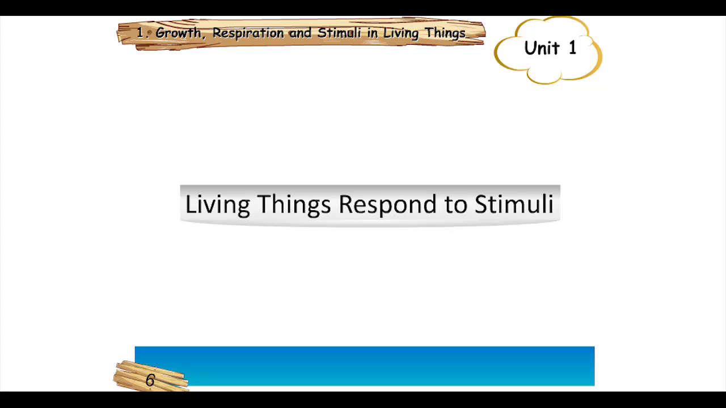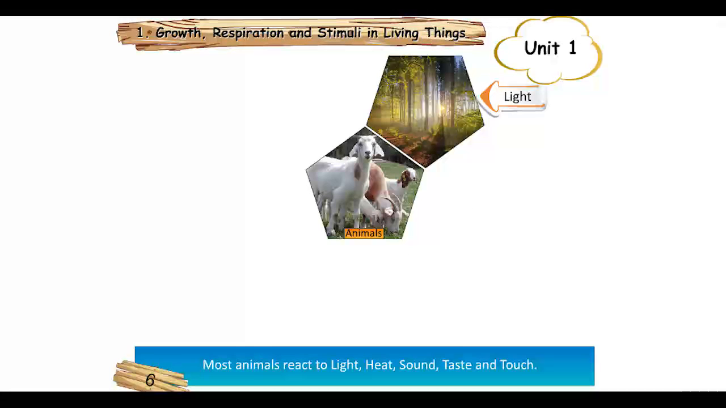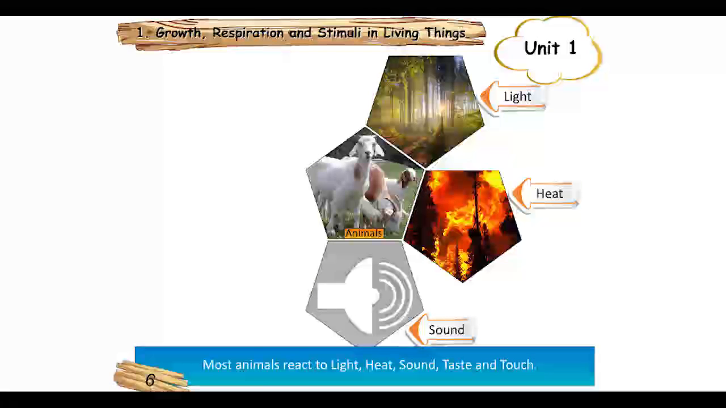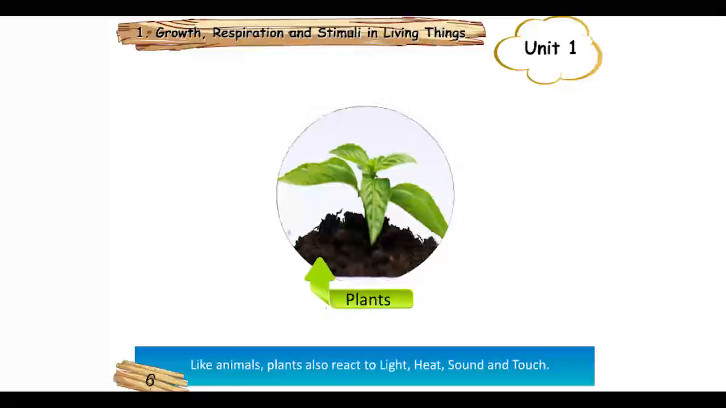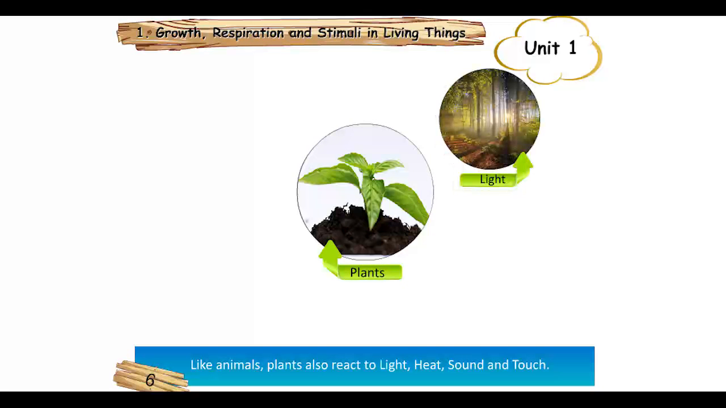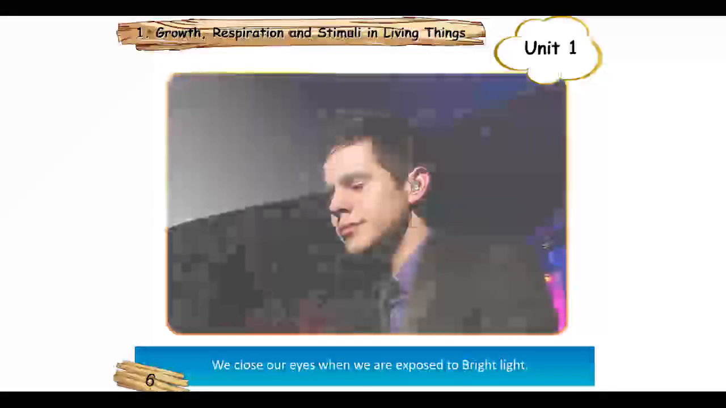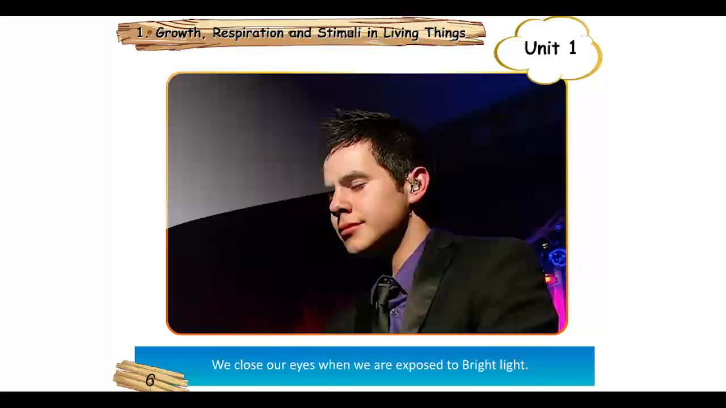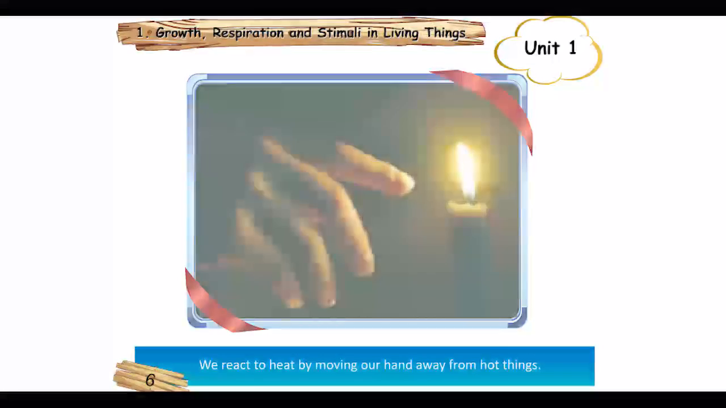Living things respond to stimuli. Most animals react to light, heat, sound, taste and touch. Like animals, plants also react to light, heat, sound and touch. We close our eyes when we are exposed to bright light. We react to heat by moving our hand away from hot things.